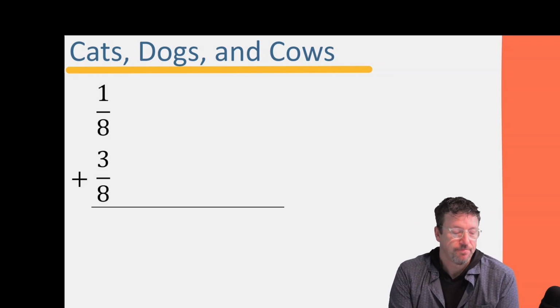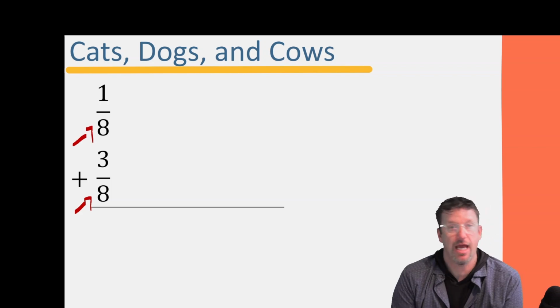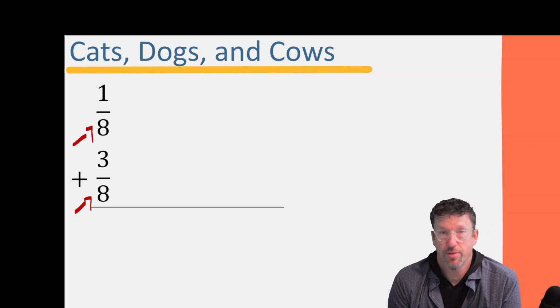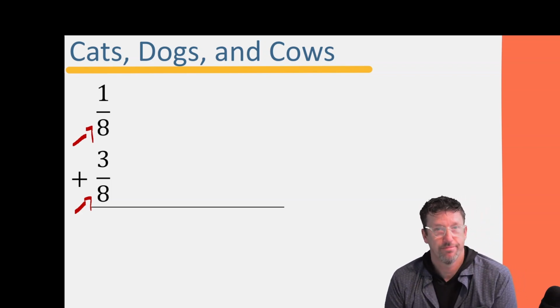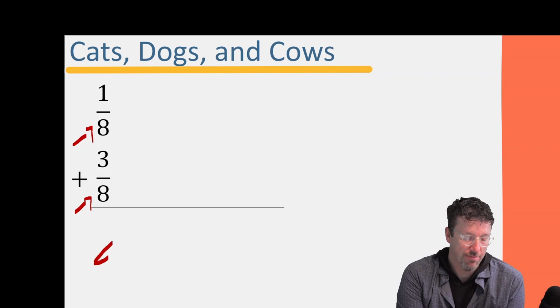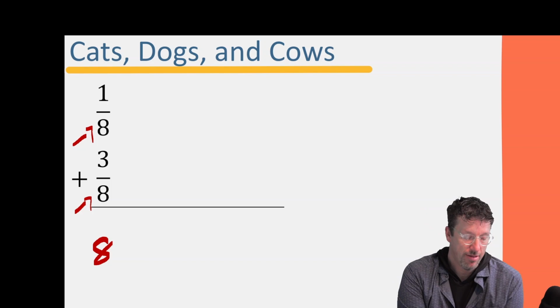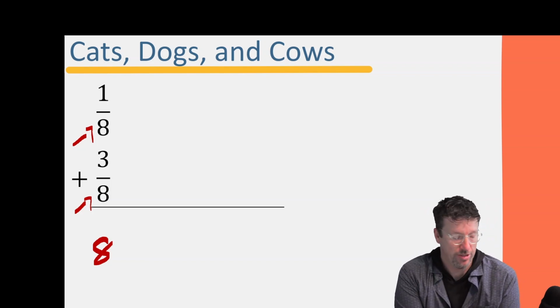All right, so let's look at this. I have 1/8 plus 3/8. Remember, the denominators on the bottom have to be the same for us to add. So just replace it with one of those words. I have one cat and someone gives me three cats. What do I have? I have four cats. If the numbers on the bottom are the same, you just keep it that way. So I have 1/8, and someone gives me three more of those eighths.